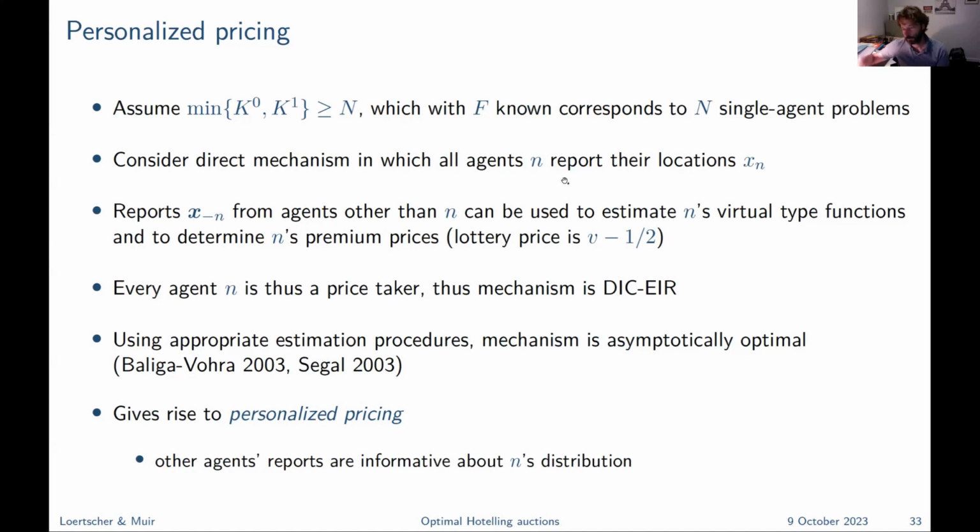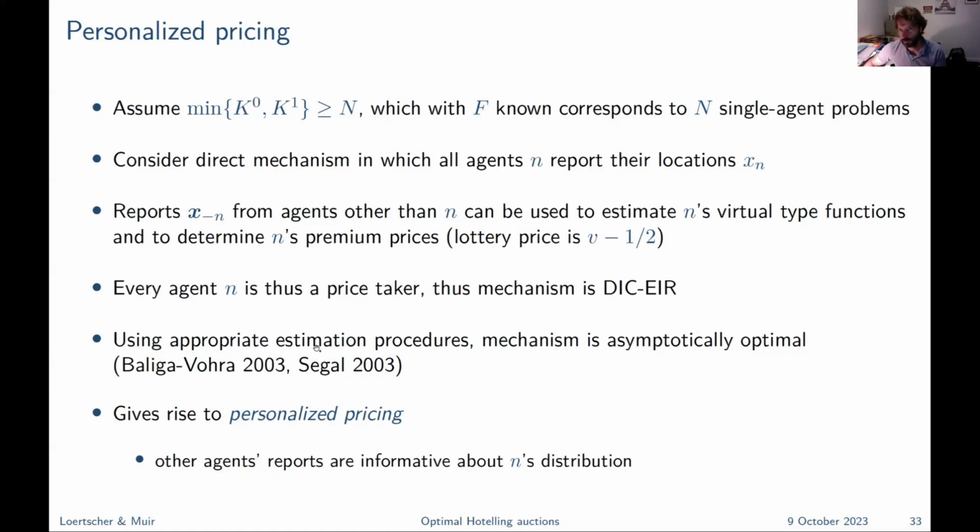And now you can look at the problem where all the agents report their locations, right? And now you can use the reports from the agents other than n, x negative n, to estimate agent n's distribution and to determine the prices that this agent is going to face. So the lottery price is clear, but what are the premium prices? That's going to depend on that distribution. But because these reports are outside of what the agent itself can affect, the agent is going to be a price taker. Therefore, this is going to be a dominant strategy, ex post IR mechanism.